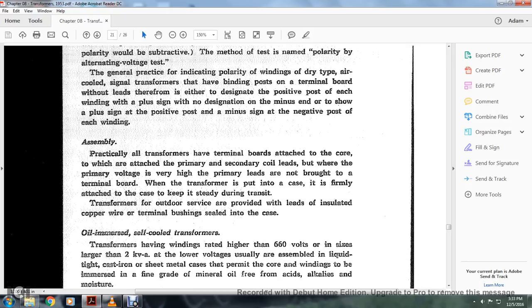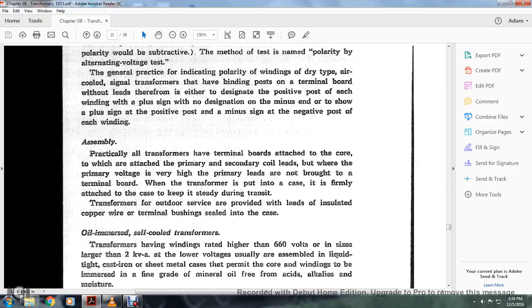The method of testing polarity is by alternating voltage test. The general practice in marking polarity of windings with the dry type air-cooled transformer is binding posts on the terminal board without leads. Therefore, it is either designated with the positive post of each of the windings by a plus sign with no designation for the minus sign, or to show the plus sign as the positive post and the minus sign as the negative post of each winding.